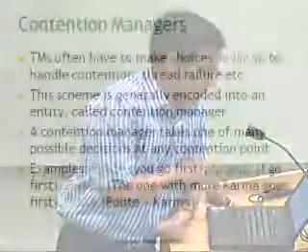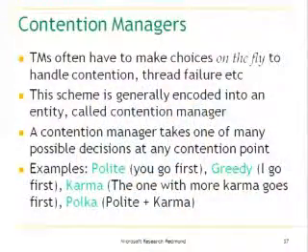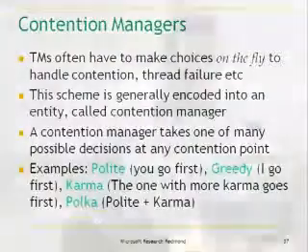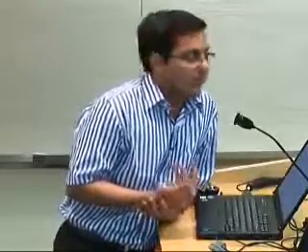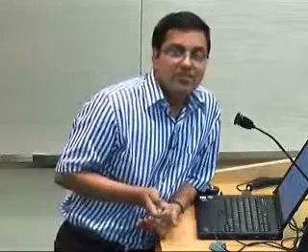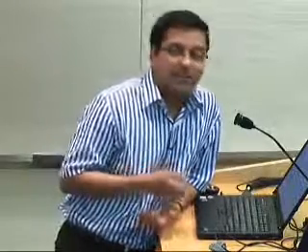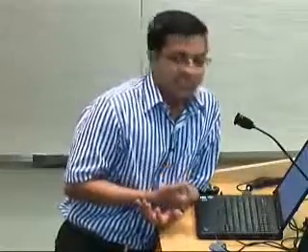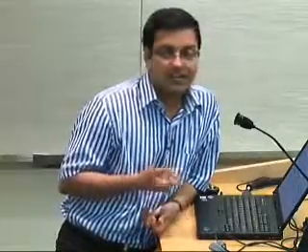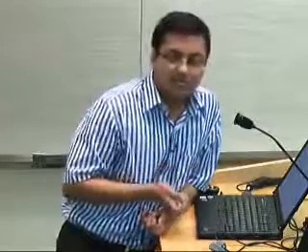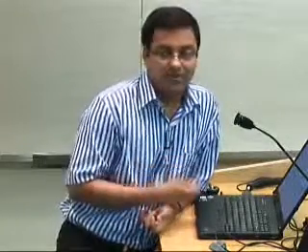So then I would move to contention managers. As I said, TMs often make choices on the fly to handle contention, thread failures, live locks, and things like that. This scheme is generally encoded in a separate entity from the TM, called a contention manager. It takes one of the many possible decisions at any point. As some examples, there is a polite contention manager which says that the conflicting transaction goes first, and there's a greedy one which says that always I would go first.